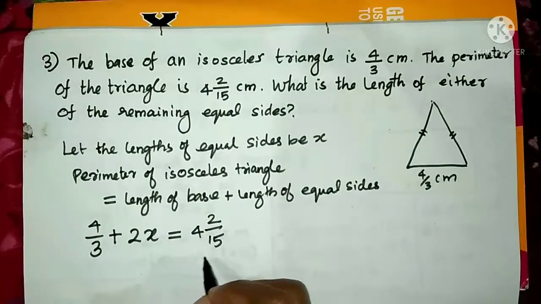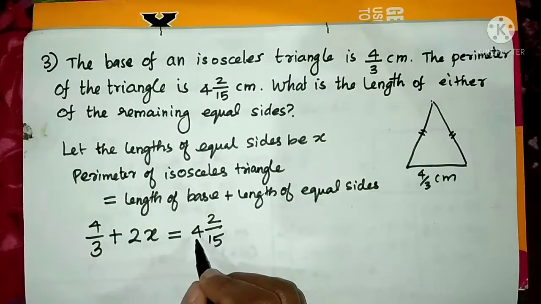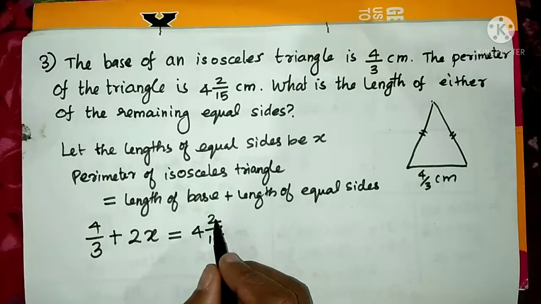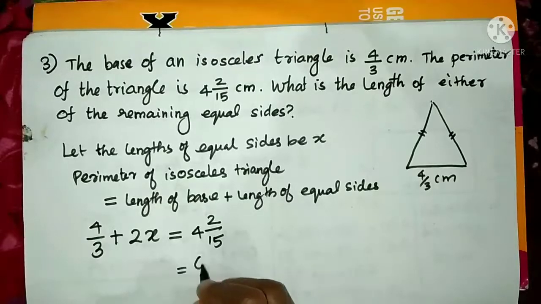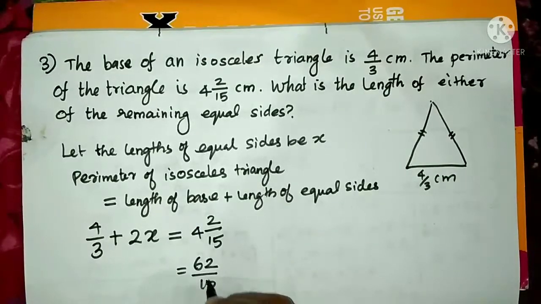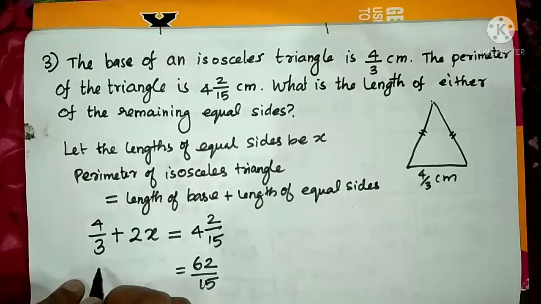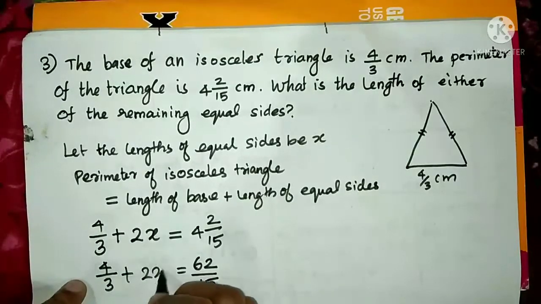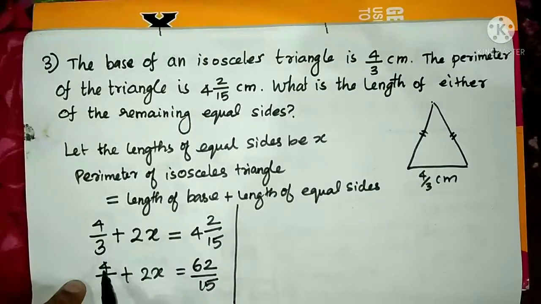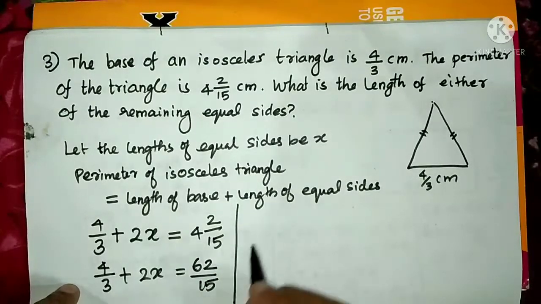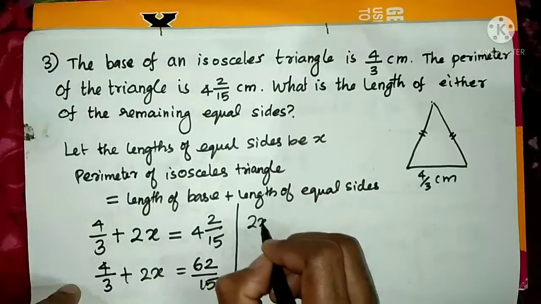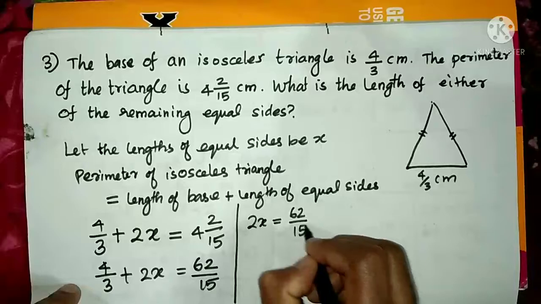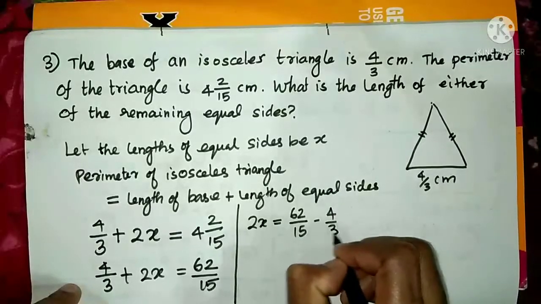Now with this we can change it into an improper fraction. So 4 times 15 is 60 plus 2, so we'll get 62 upon 15. Here 4 upon 3 plus 2x. Now we can send this 4 upon 3 to the right side. So 2x is equal to 62 upon 15 minus 4 upon 3.